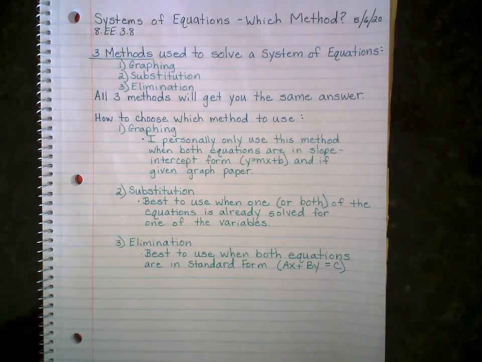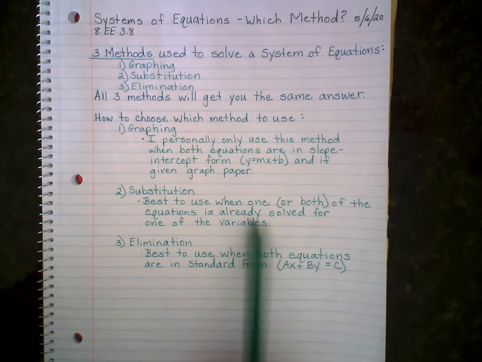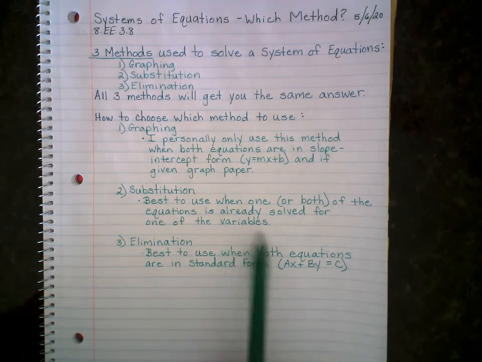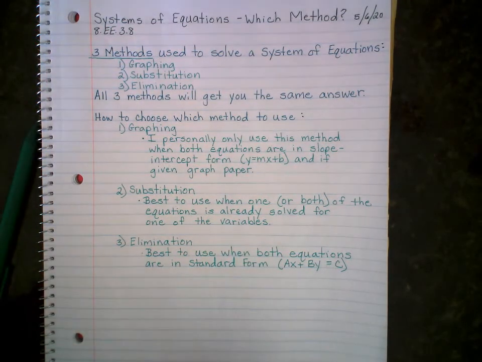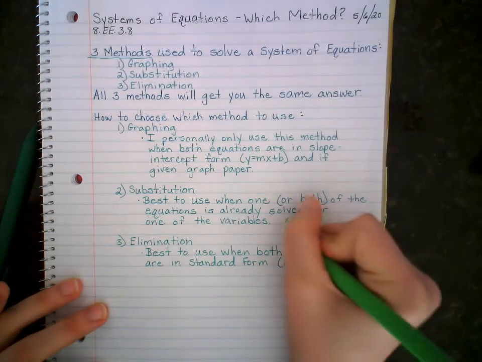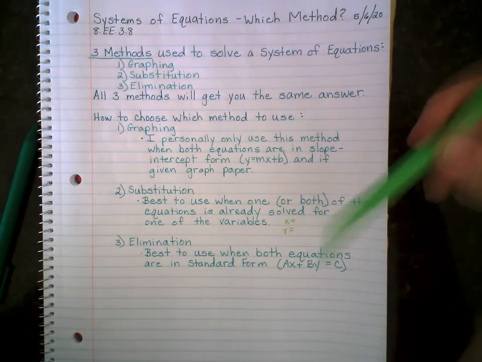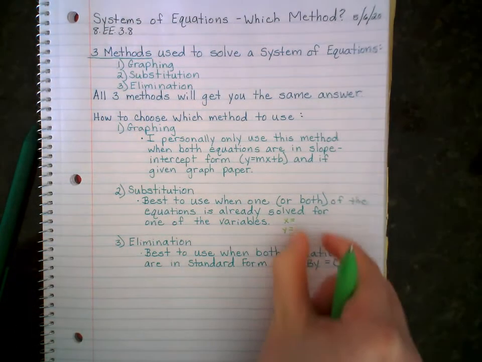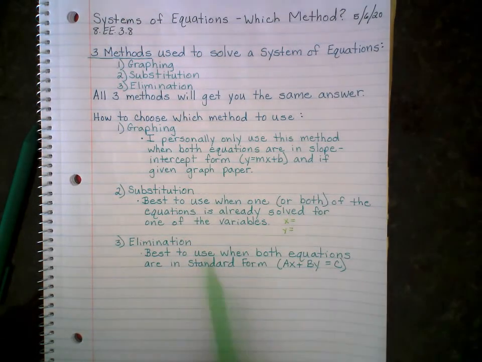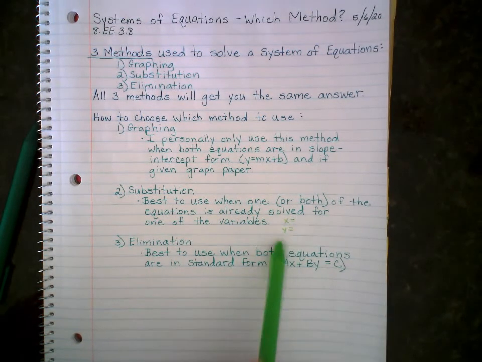Substitution. Substitution's best to use when one or both of the equations is already solved for one of the variables. So what does that mean? What that means is basically if we already have one of the equations and it's like x equals or y equals. So if we already have one of the variables by itself, then it's easy. You just plug in whatever it says for the variable and solve. So substitution, it's best to use when one or both of the equations basically has a variable by itself.